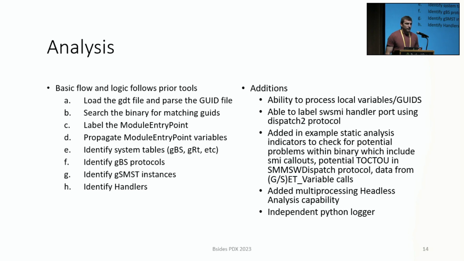And then with get and set variables, just knowing some of how it works. So with a get variable, am I checking the return? With a set variable, what is it actually setting? And can I gather any information from that? And then we also added some multiprocessing for the headless capability. So you're not just running one copy at once, you're running multiple copies.